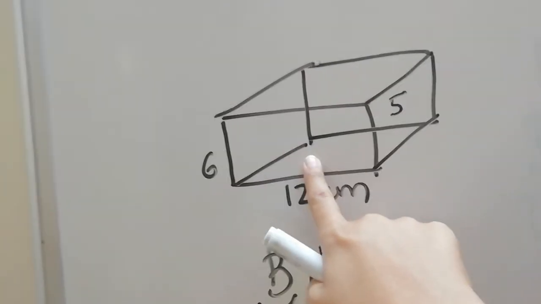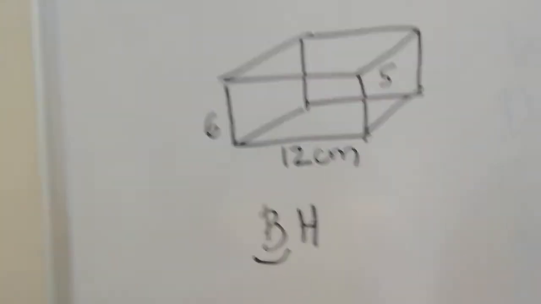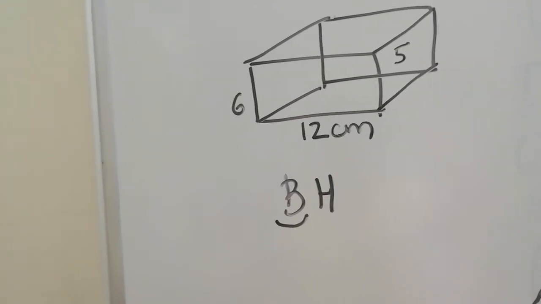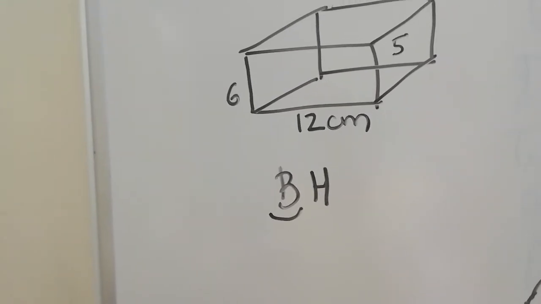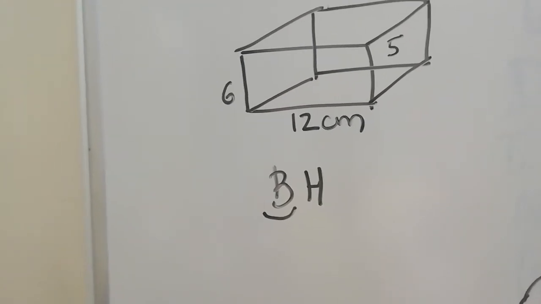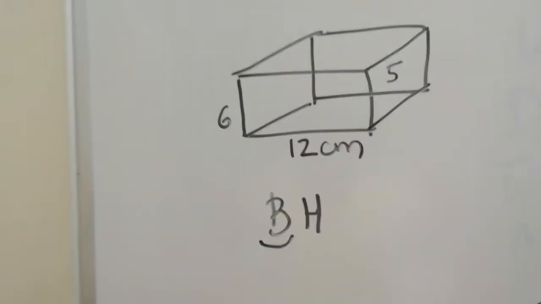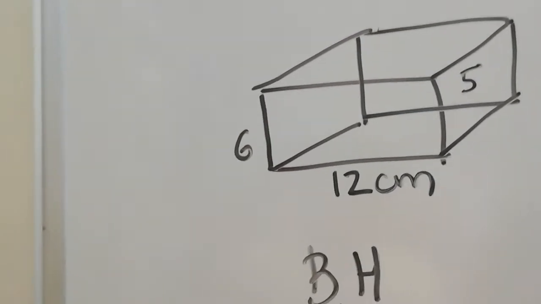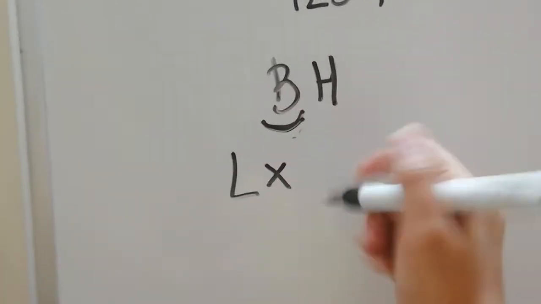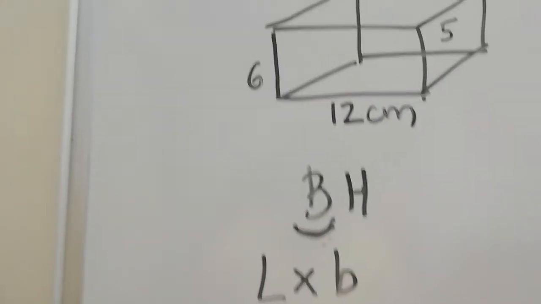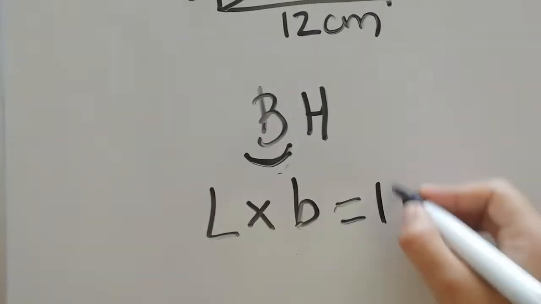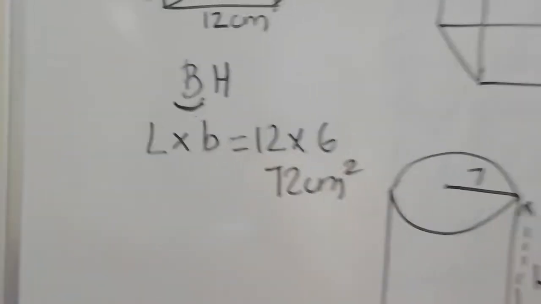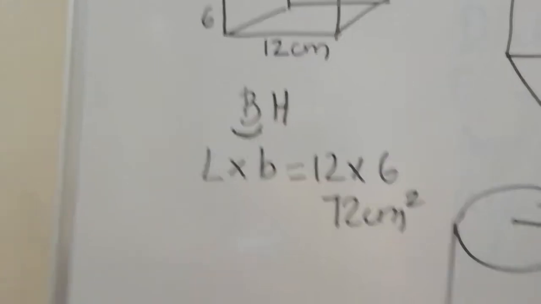So over here in the cuboid, this is your base. What is the shape of your base? It's a rectangle. Okay, so as the front side of your cuboid is a rectangle, we will find the area of the rectangle. What is the area of a rectangle? Area of rectangle is length into breadth. So 12 into 6 is 72 centimeters square. So basically you have found the area of your base, which is 72 centimeters square.